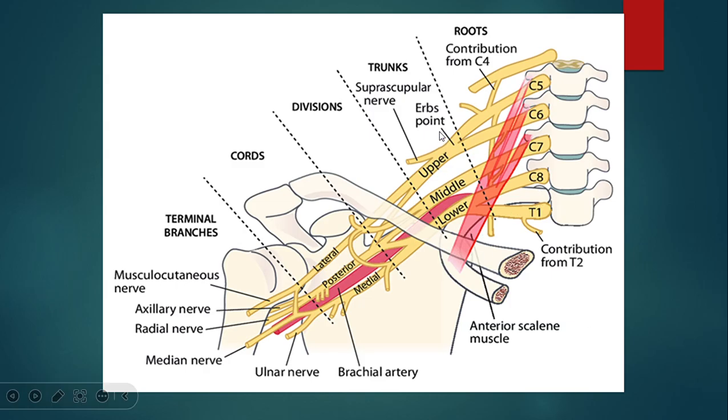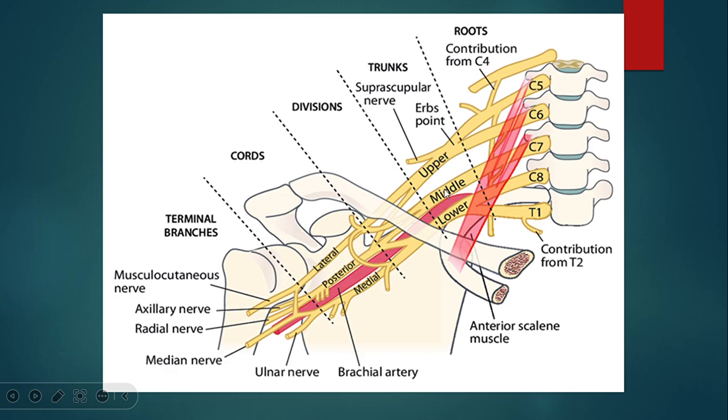And then from there we have trunks. We have 3 types of trunks: the upper, middle, and lower trunk. The upper trunk is formed when cervical number 5 and number 6 fuse together at this point, which we call the apex point. And that is the upper trunk. It's the only one that has a smaller branch, which we call the suprascapular nerve.